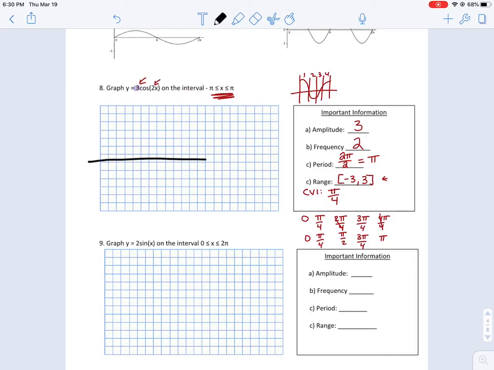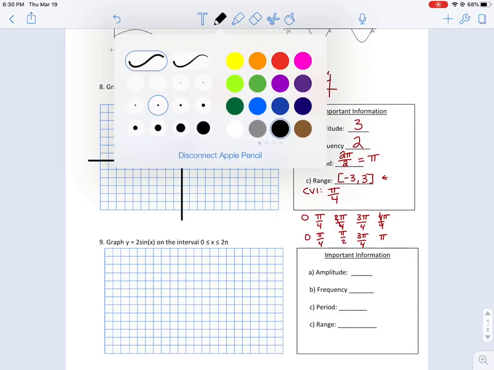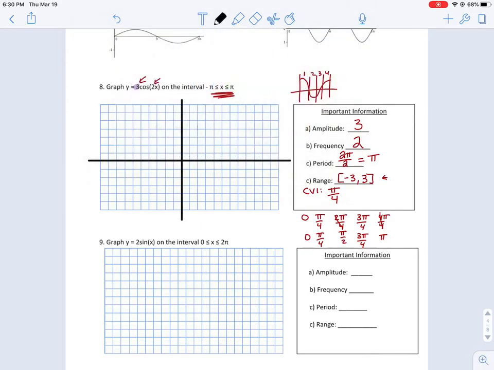So let's set up this axis now. We have to have at least one label somewhere on my x and y axes. First, my range tells me my y value. So it's going to go up 3 and down 3. My amplitude tells me how high and how low I am going to go. Now I'm going to set up my axes. I'm going to count by 2 boxes. I do not care how many boxes you skip as long as you are consistent and always counting the same. So pi over 4, pi over 2, 3 pi over 4, and pi.